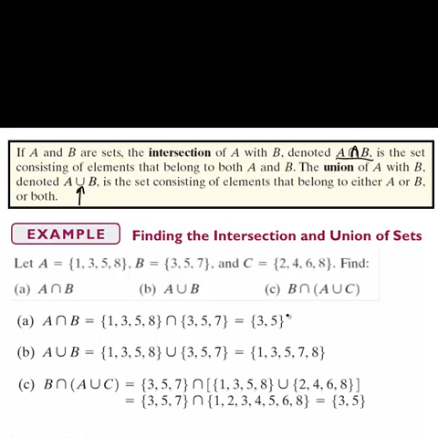Now, to tackle the third problem, we need to calculate the operation that's indicated within the parentheses first. So we'll do A union C. So here's A union C. Here's A and here's C. Find the union, and it's this set right here. And then take the intersection with B. And that'll give you 3, 5.